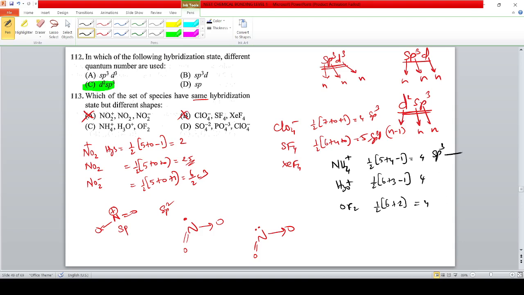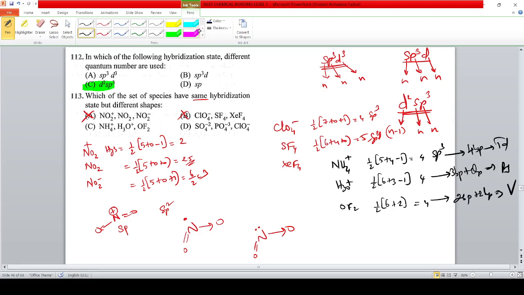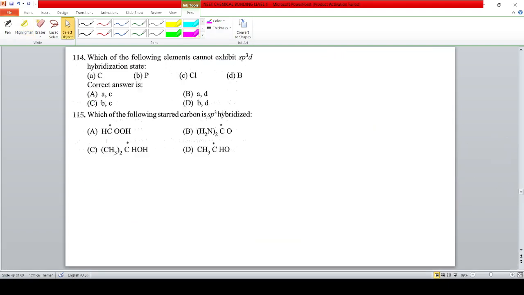And what about the structure? 4 bond pair, tetrahedral. 3 bond pair, 1 lone pair, pyramidal. 2 bond pair plus 2 lone pair, bent shape or V shape. So the answer is option C. They are having the same hybridization, but all of them are having different shapes.